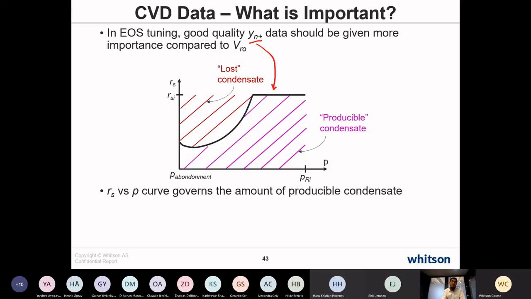So if my equation of state model is predicting accurately the CVD gas composition, and especially this C6 plus or C5 plus component in the CVD removed gases, then it means that it will give me a very good profile of the producing CGR for my well or for my reservoir, and then I should be more confident in the producing surface condensate volumes and the recoveries of the surface condensate.